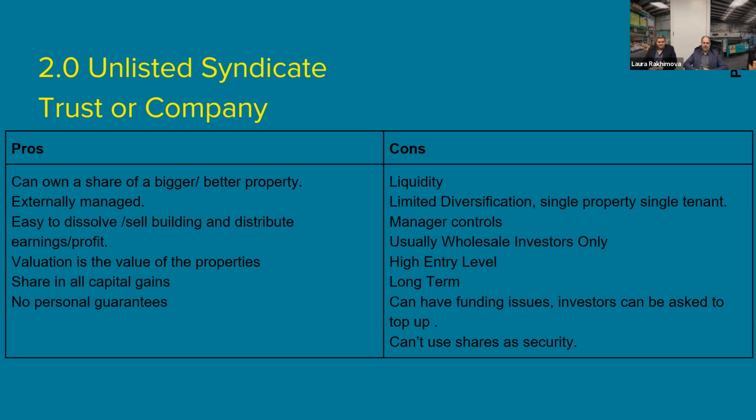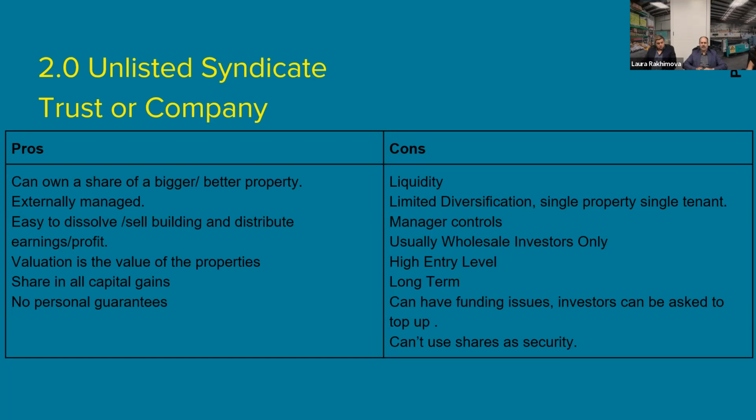They're also pretty easy to dissolve with syndicates because they have between probably 5 and 10, up to 20 shareholders, and generally it's easy to get shareholders to agree if people want to sell the building and distribute the earnings and profit. So that's the good thing about a small syndicate.